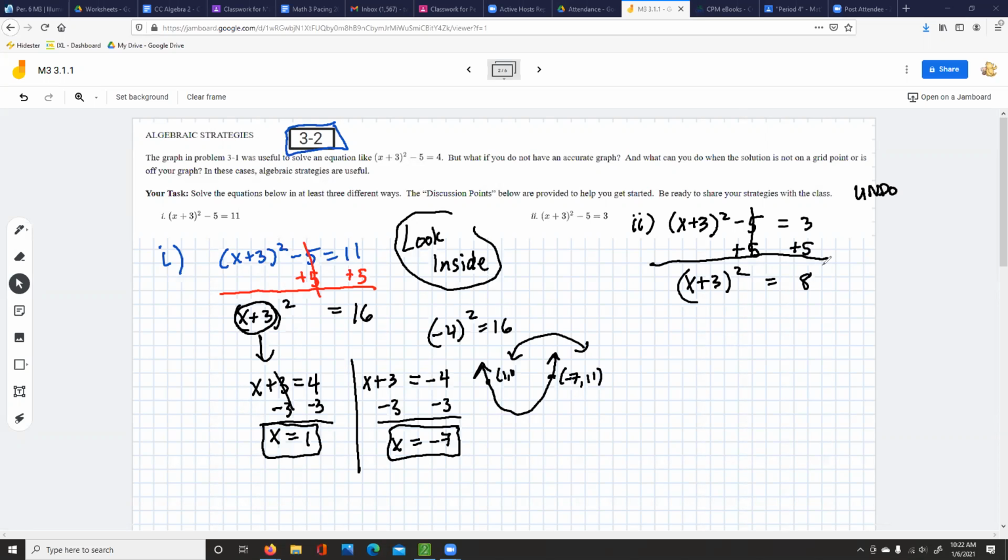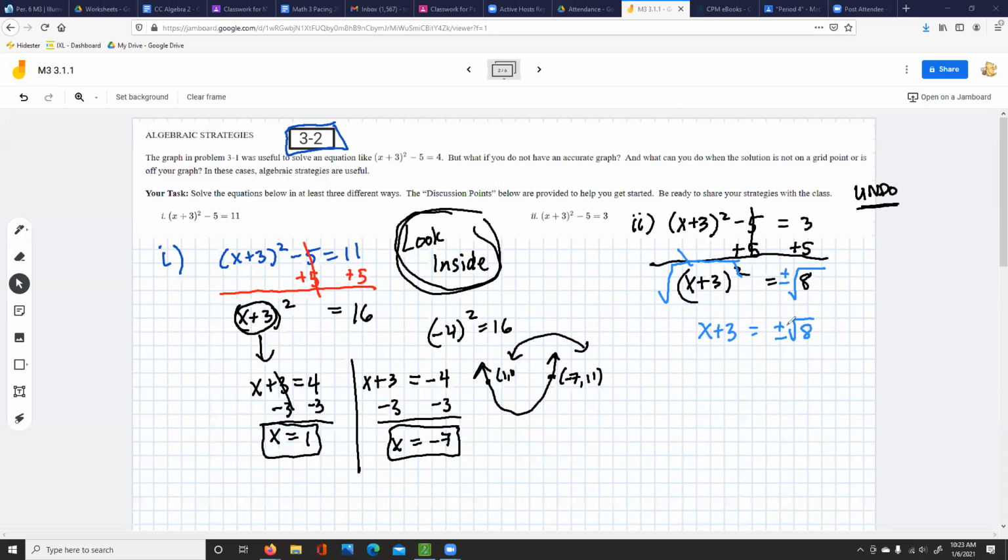Okay. All right. So now I'm going to say, what can I square if I want to look inside again? What could I square to get 8? Oh, that's kind of, 8's not a perfect square, so that's harder, right? So maybe I want to undo some more. So maybe I want to take the square root to undo the squared and take the square root of this side and put a plus and minus there, right? So that's going to undo that squared. It's going to give me x plus 3 equals the positive and negative square root of 8.